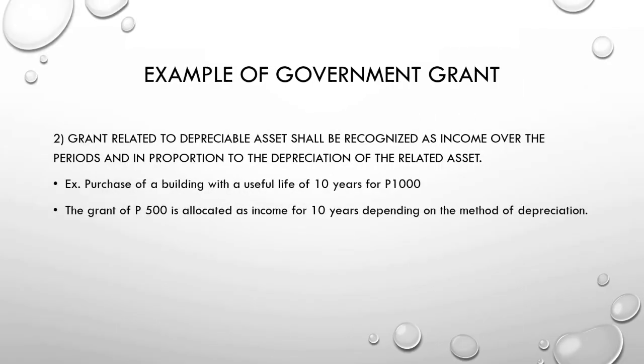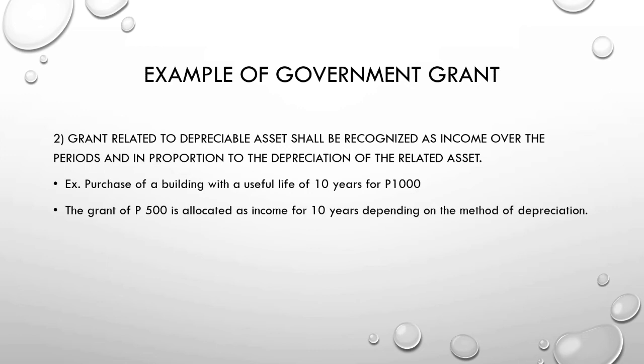The second example is a grant related to a depreciable asset, which shall be recognized as income over the periods and in proportion to the depreciation of the related asset. Example: purchase of a building with a useful life of 10 years for 1,000. The grant of 500 is allocated as income for 10 years depending on the method of depreciation.